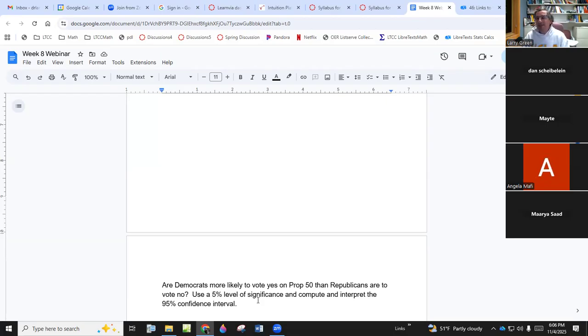Okay, so maybe no. Okay, but we're going to use a 5% level of significance, and we're going to compute and interpret the 95% confidence interval. So notice this is like last week and the week before, but the big difference is here we have two populations. We have the population of California Democrats, and we have the population of California Republicans.